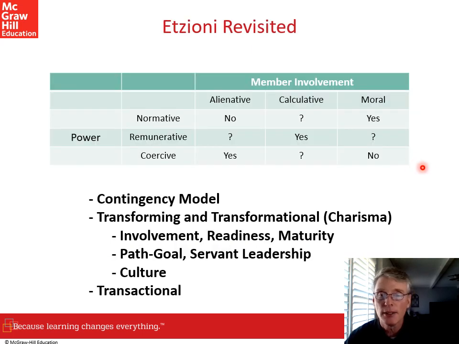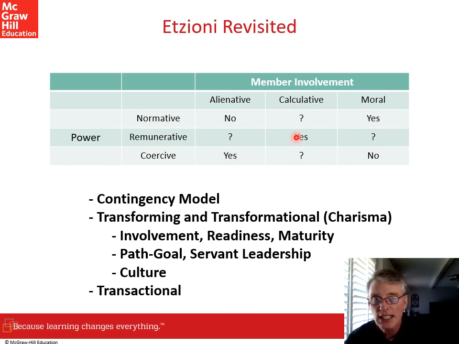Now, let's go back here. We're almost done. This is going back to Etzioni. So Etzioni's now come up the last several weeks, and I just kept wanting to show you, this is the model. This guy's identifying stuff back in the late 50s and 61 that then became the dominant thoughts of leadership for the next several decades. So here's the contingency model.